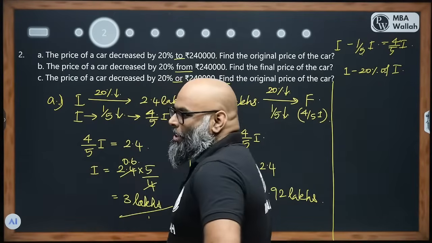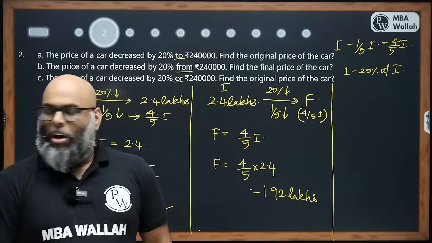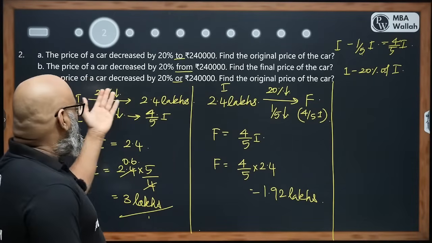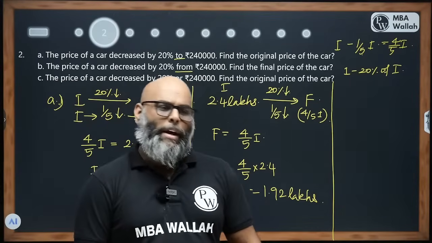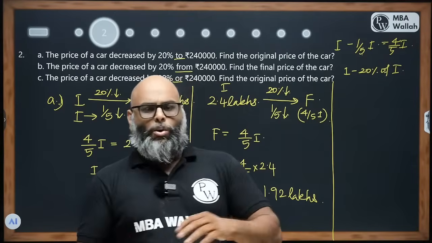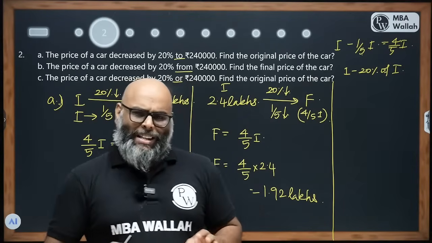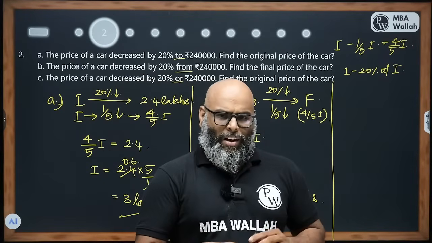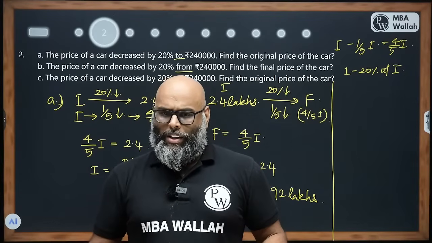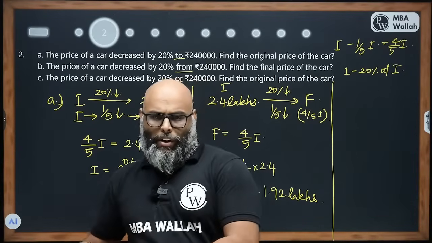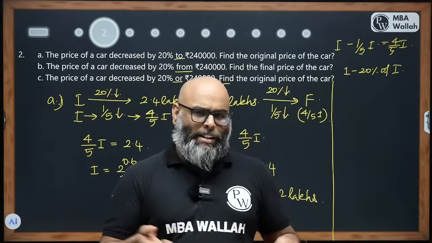So can we focus on the third part now? Look at the third part. Final price of the car decreased by 20% or 2,40,000. What do you mean by decreased by 20% or 2,40,000? It's saying you can say it is decreased by 20% or you can say it has decreased by 2,40,000, or in other language the decrease is 2,40,000 or 20% is 2,40,000.